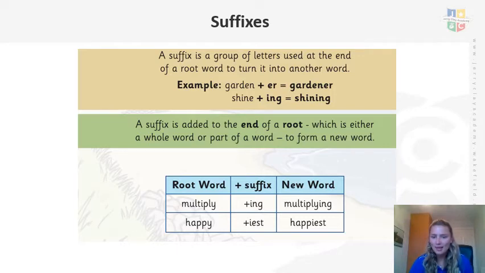If you're happy, it means that you're really happy, you're enjoying something. If you put est on the end, we are happiest, it means that it's the happiest you've ever been. So you're much happier than other times. Now, as you can see, when we have multiplying, we keep the y, and when we have happiest, the y disappears. Now, we are going to talk about that in a minute to show you why it changes.